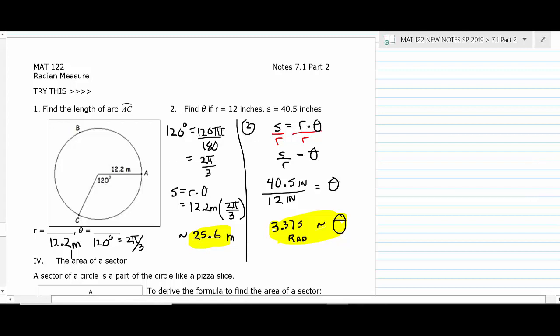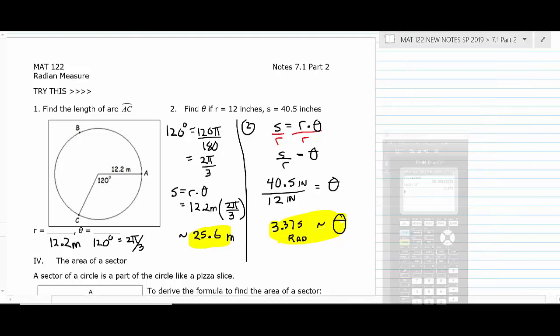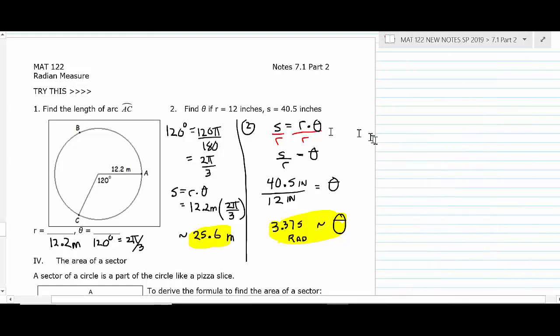So 120 times pi over 180, reduce the fraction to 2 pi over 3. You don't even have to do that because you're going to use your calculator anyway. And then S equals r theta, take the radius times theta, and this is what I got. I think I put it in my calculator like this, 12.2 times 2 pi divided by 3. Then I reduce the fraction. Okay, so the next one, we just have S as r theta. You may have done this slightly different than I did.